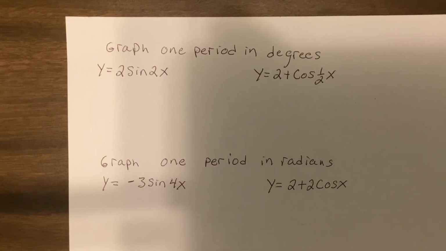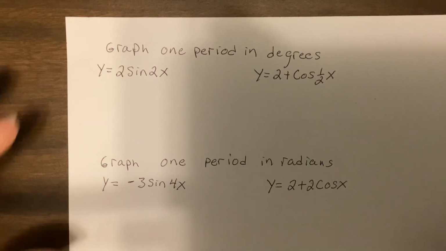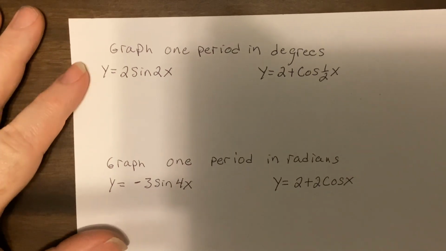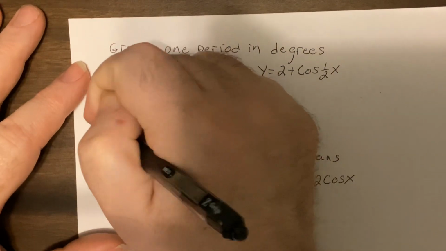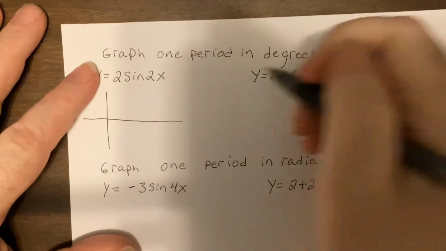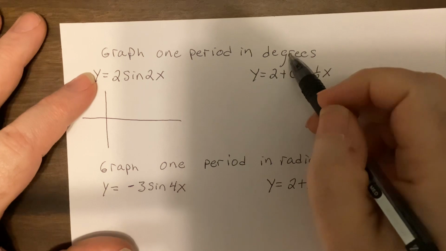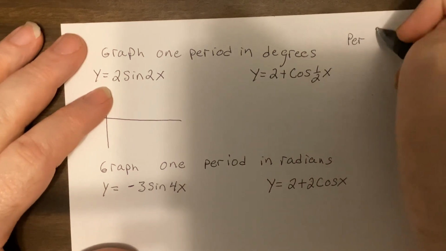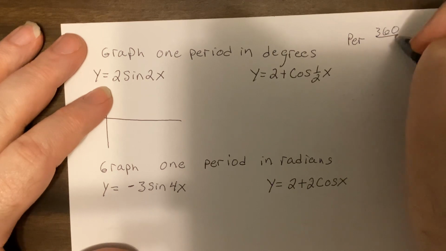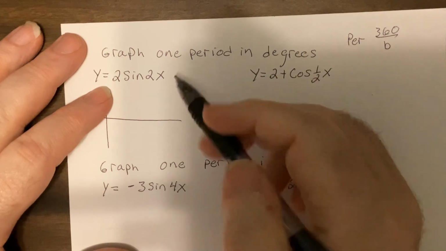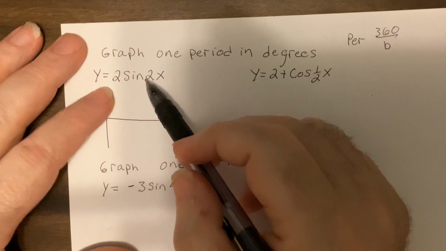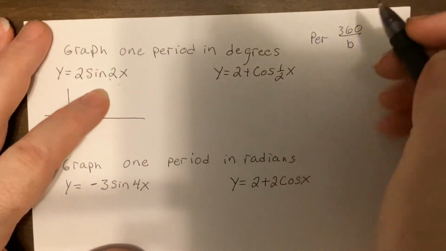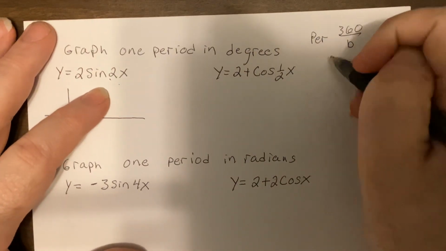Okay, now we're getting into the trig. So, this is pretty recent stuff. So graphing in degrees, remember to find your period. It's 360 divided by b. So for the first problem, you would go 360 divided by 2.